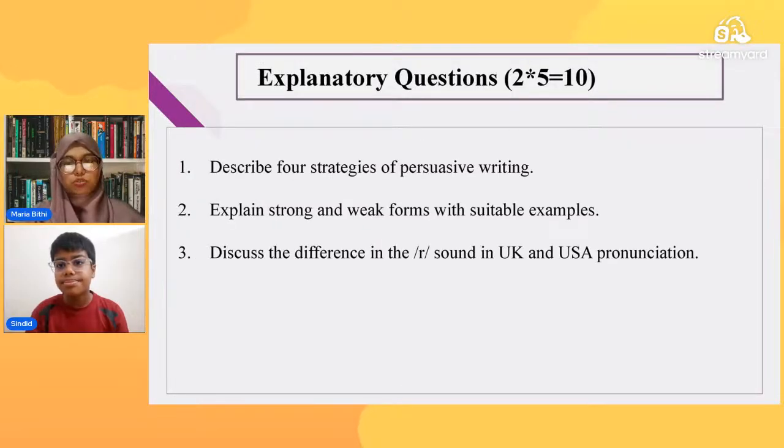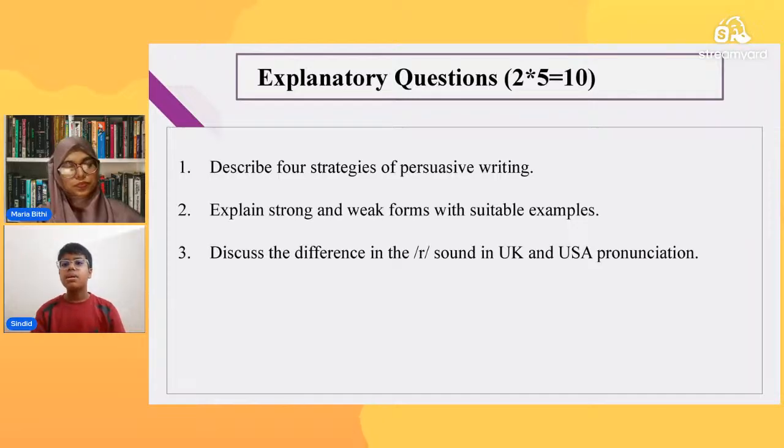Moving on. We have some other questions here, and these are basically explanatory questions, and you need to choose any two questions from here. Before that, please note that each question will carry 5 marks. That means you need to really describe and explain the answers. Which one would you like to choose? I think number 2 and 3. Okay. Explain strong and weak forms with suitable examples.